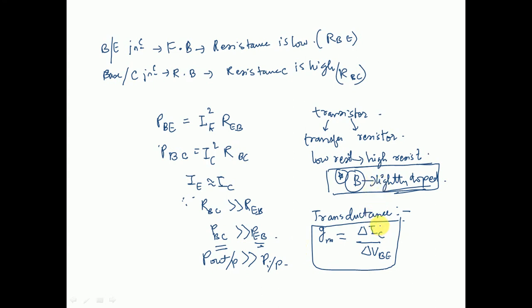It is the ratio of the small change in the collector current to the small change in the emitter base voltage. All right, so you can note that down. And this g_m, the transconductance, you can write it down, depends on the geometry of the transistor, the doping levels, and the biasing of the transistor.